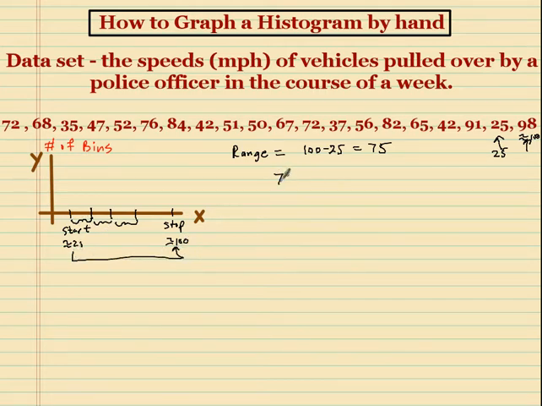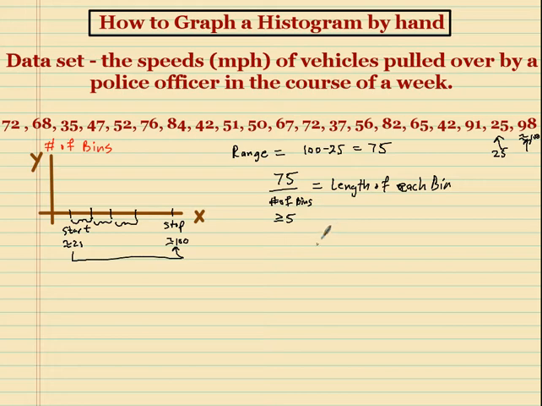So I divide this by however many bins I want, the number of bins, and we usually want at least 5. If I divide that, I'll get the length of each bin. So that's kind of what we're going to do.